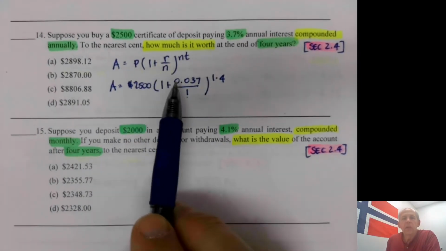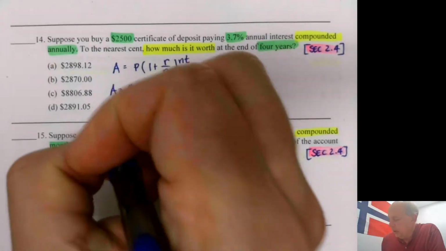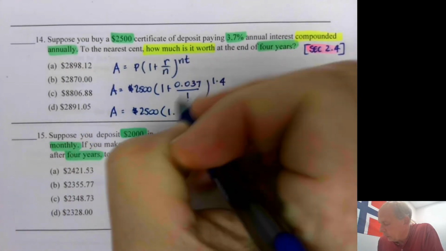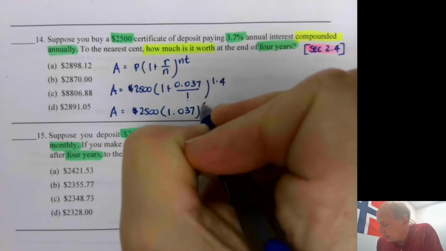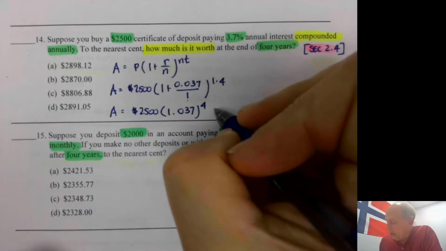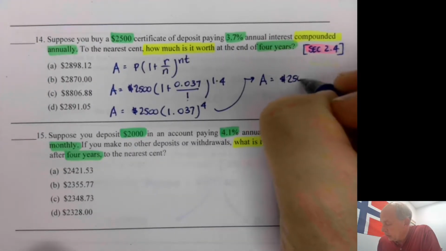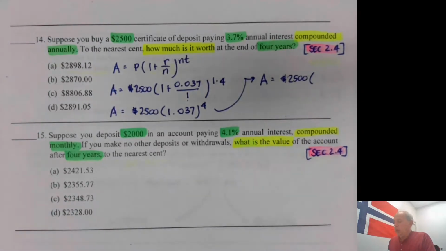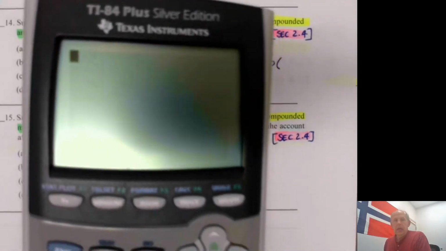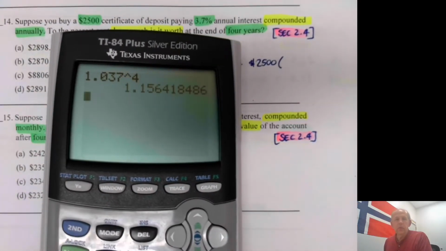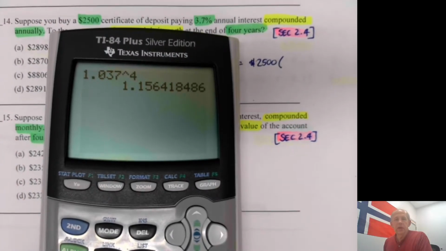If I have the right formula, I put the values in correctly. From here, it's going to be calculator time: 2,500 times 1.037 raised to the 4th power. So my future amount is 2,500, and what I'm going to do is take out my calculator for that 1.037 and raise that value to the 4th power. That's how I do it on my graphing calculator.